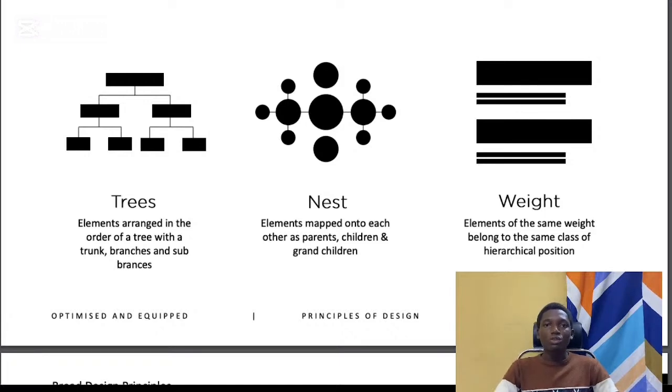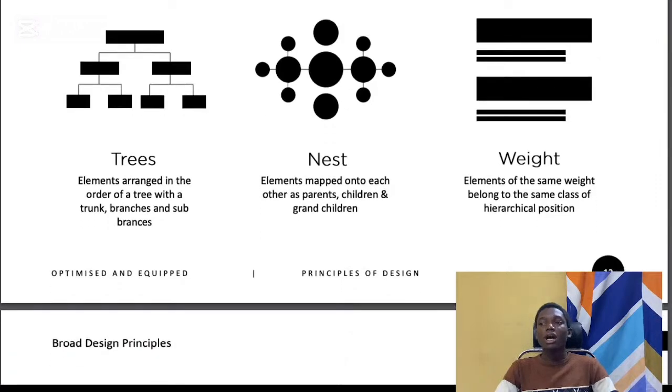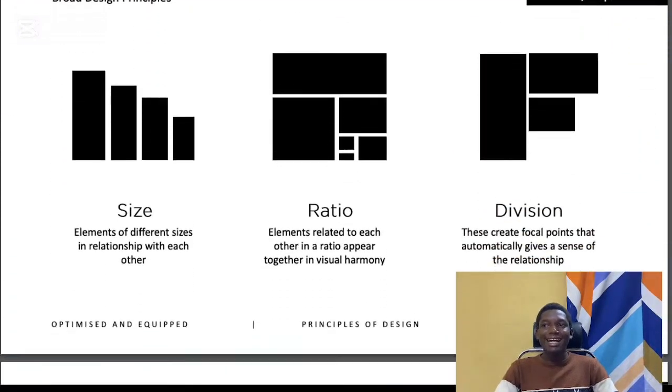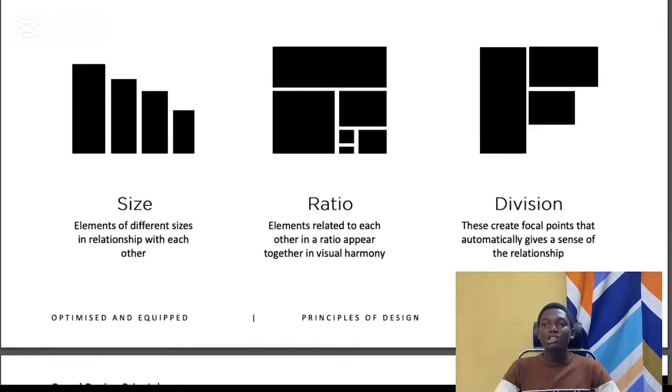So you need to understand that the text and the font you are going to use must follow an order of hierarchy. And we are going to move into the third principle of design, which is scale and proportion. In scale and proportion, this is the size, the ratio, and the division. Size is also like hierarchy, but in this sense you get to understand that the size and proportion you need for your project is very, very important.